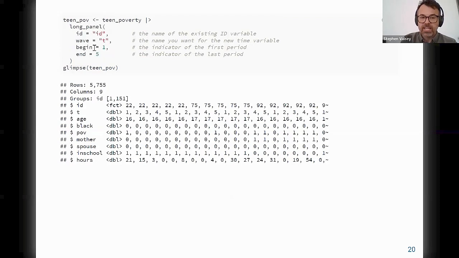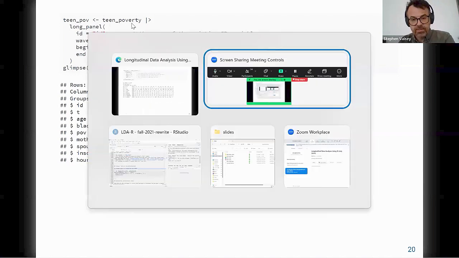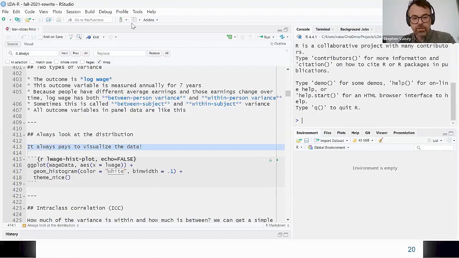We're going to do that by taking the original teen poverty data frame, and we're going to pipe it. Now, this isn't a how-to-use-R class, but I use a lot of piped workflows in R. This is what's called the native pipe. Let me show you a quick example of this. We're going to take a break soon, but let me just show you.